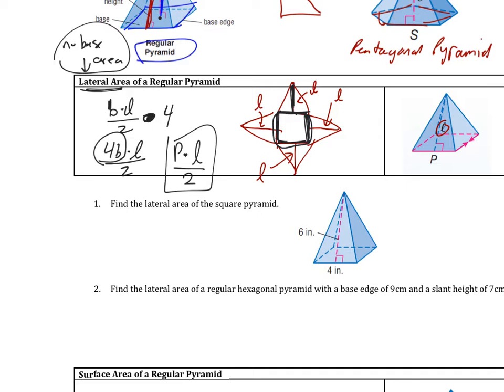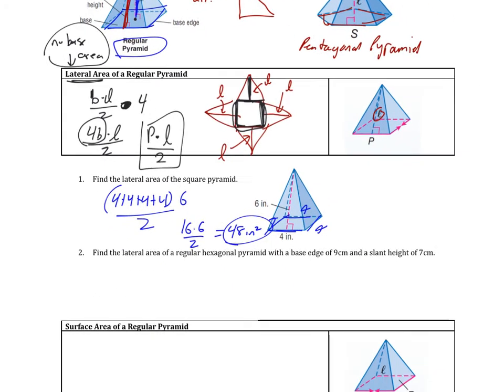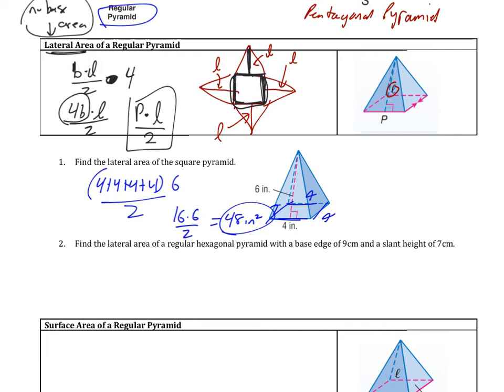So if I take a look here, this is 4. That means all 4 sides are 4. So I'm going to take the perimeter of my base times my slant height divided by 2. So 16 times 6 divided by 2. So that's going to give me 48 square inches. Okay, that's all I'm doing. Perimeter of the base times the slant height divided by 2.